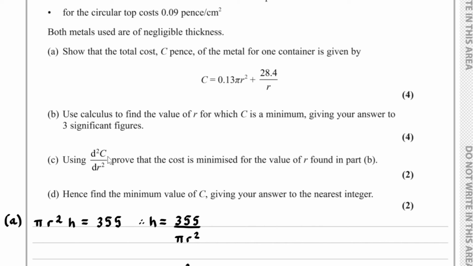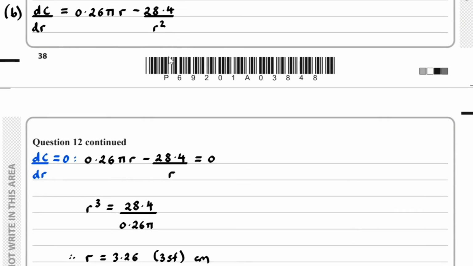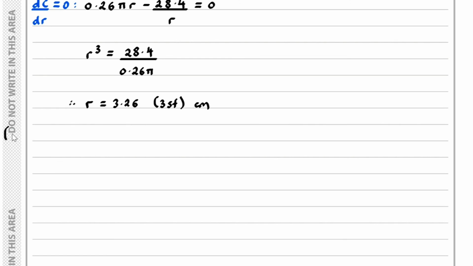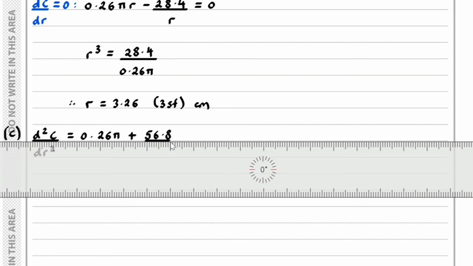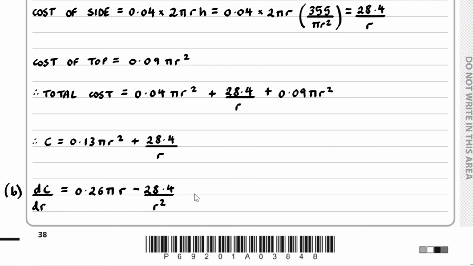Now for part C, using d squared C over dr squared, we have to prove that the cost is minimised for the value of r found in part B. So I know what dC over dr is, now I have to differentiate this to find out what d squared C over dr squared is. d squared C over dr squared is equal to 0.26 pi plus 56.8 divided by r cubed. And if you want, you can rewrite this in indice form and then differentiate.